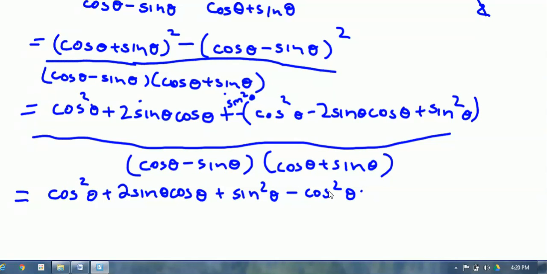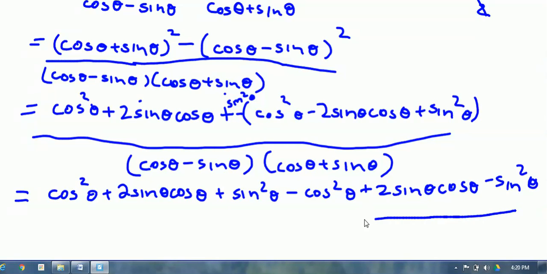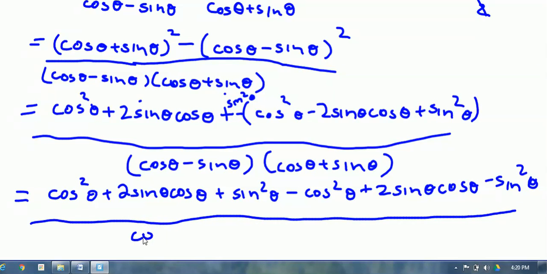Plus 2 sine theta cos theta minus sine squared theta. There's many different ways you can do this, so we're going to deal with this. Over cos theta minus sine theta times cos theta plus sine theta.